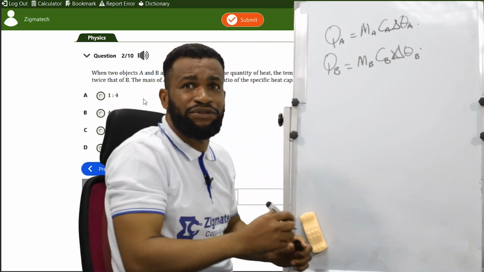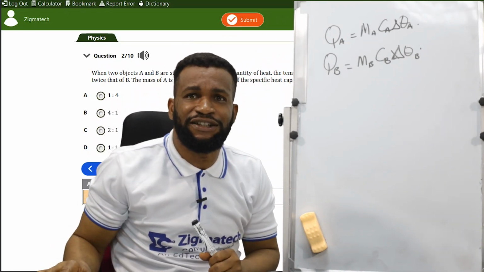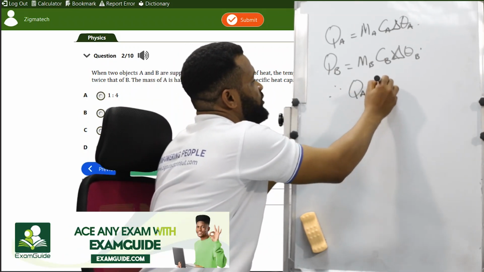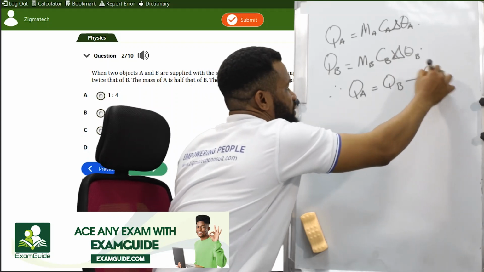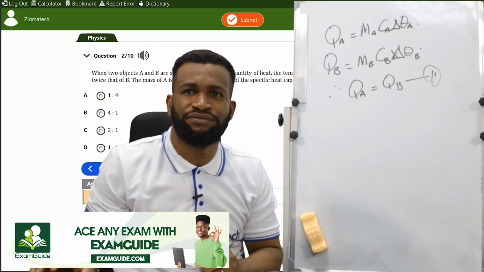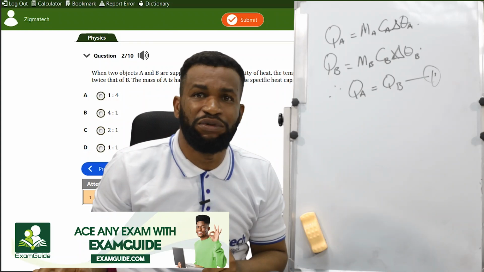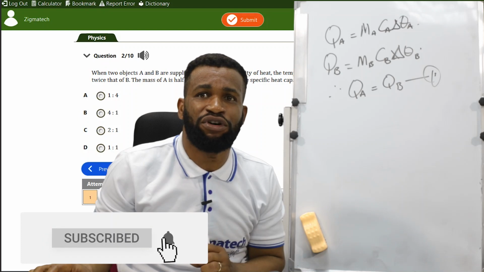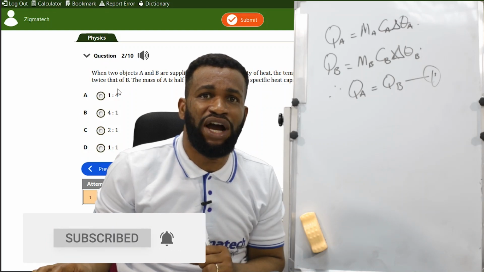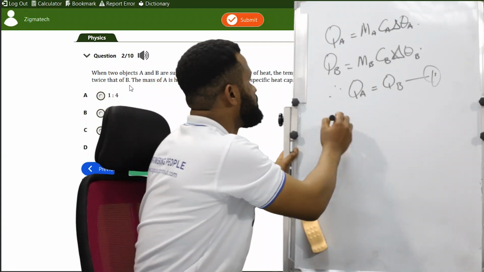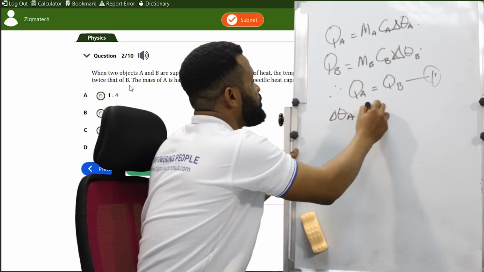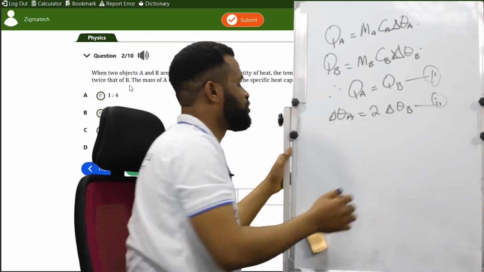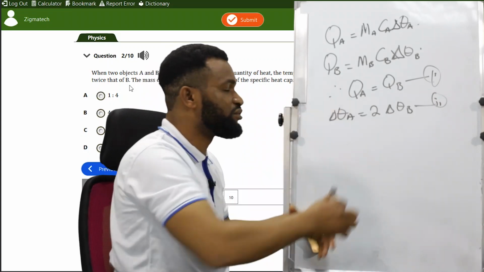Now, there are a few statements made there. They say that they have the same quantity of heat. Therefore, I'm going to say that quantity of heat for A is equal to quantity of heat for B. This is the first statement you are going to note. He said that when the two of them are supplied with the same quantity of heat, the temperature change of A is obtained to be twice that of B. So the change in temperature of A is going to be 2 times the change in temperature of B. This is another statement. So we're going to keep them as equations and use them to do substitution.